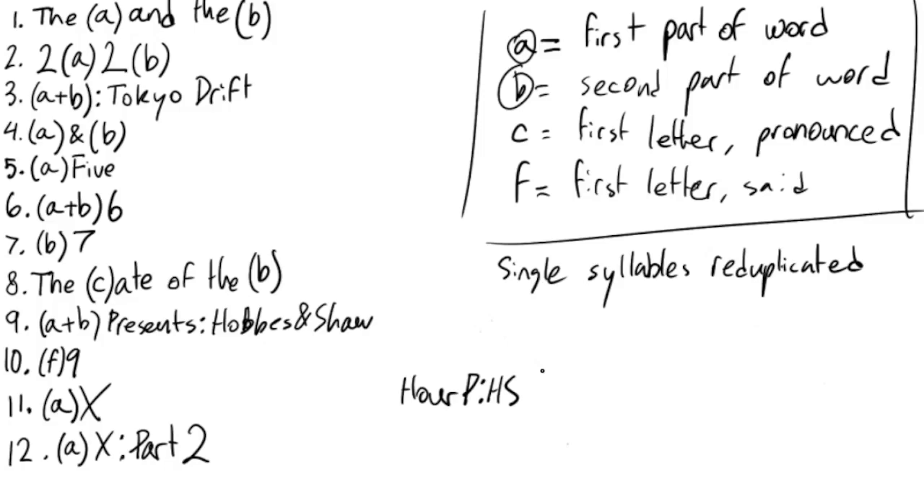And then the minutes are 17, which is 12 plus 5, which would be min X part 2 min 5. So to say the time is 9:17, say the time is hour presents Hobbs and Shaw min X part 2 min 5.